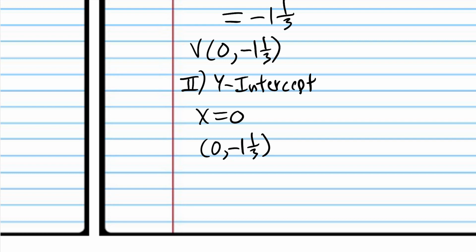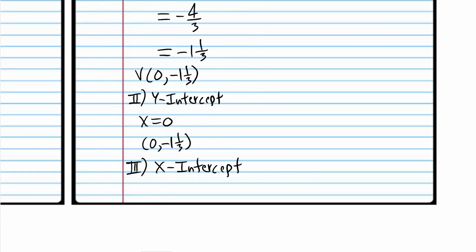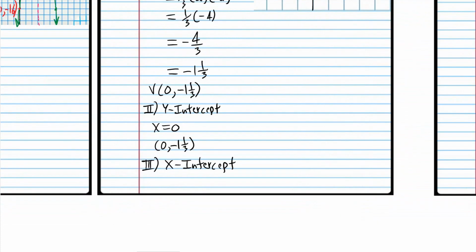That's the y-intercept. And obviously step 3 is really easy, again, because our original equation is in intercept form, meaning that we can see the x-intercepts. It's just going to be -2 and 2.